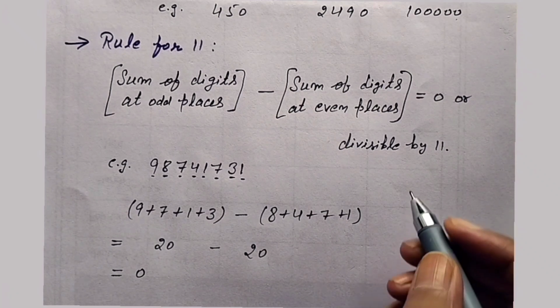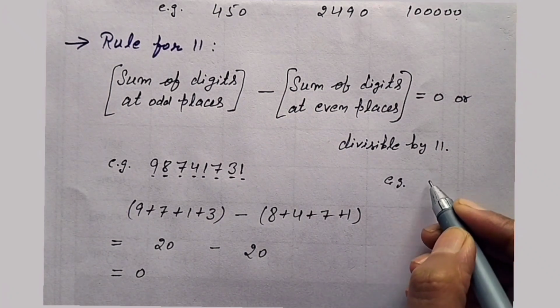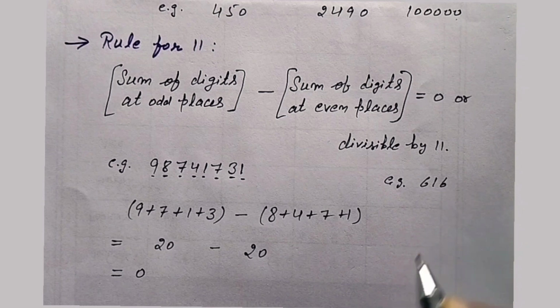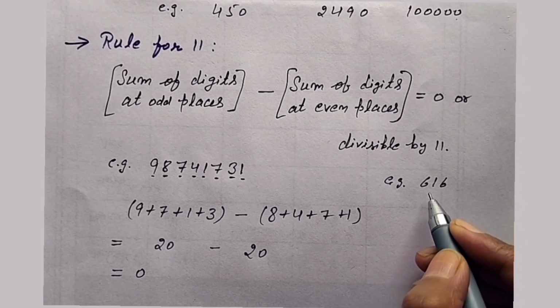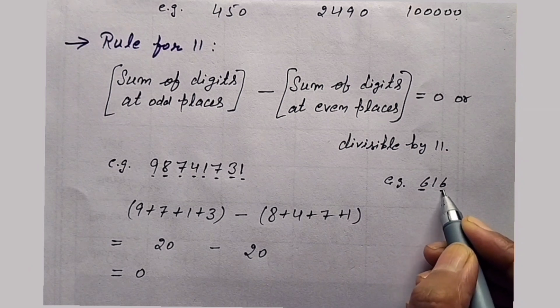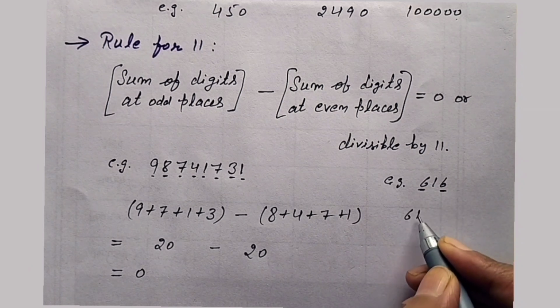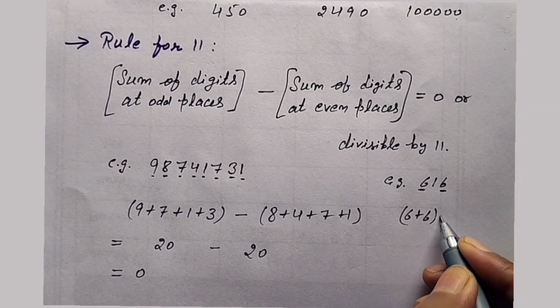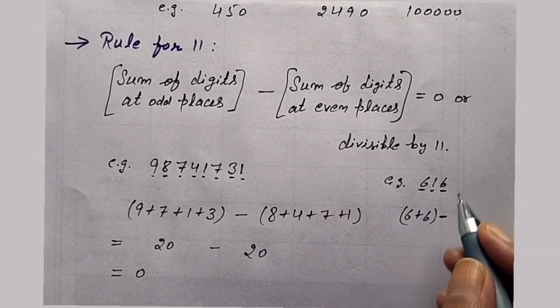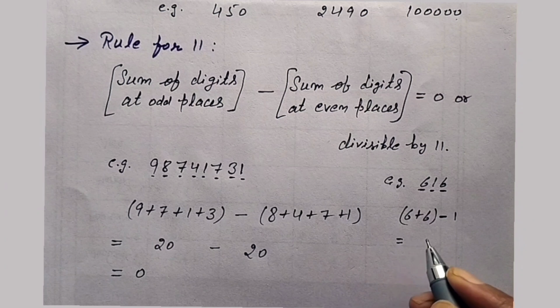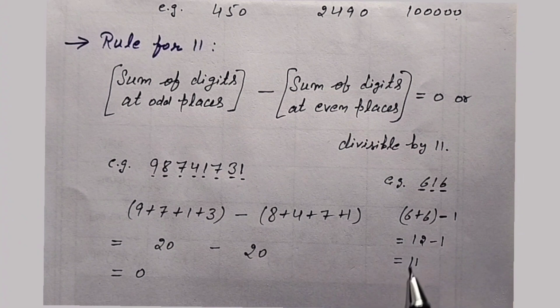We can take another example. For example, 616. So the sum of digits at odd places. So the odd places are these: 6 plus 6, minus the sum of digits at even places. The even place is 1, which is equal to 12 minus 1, and that gives us 11. So that's why this number is divisible by 11.